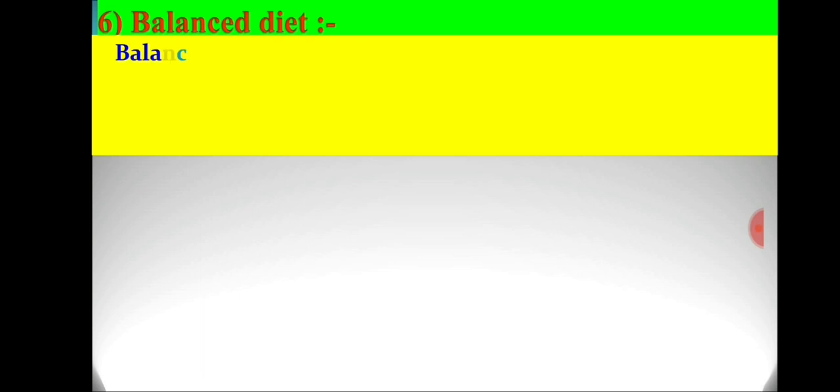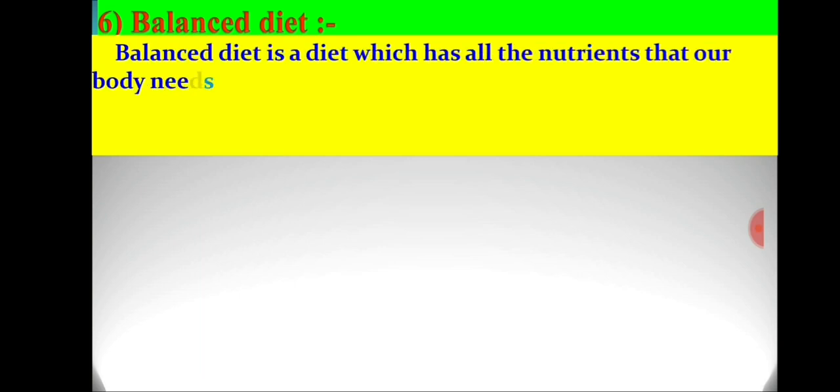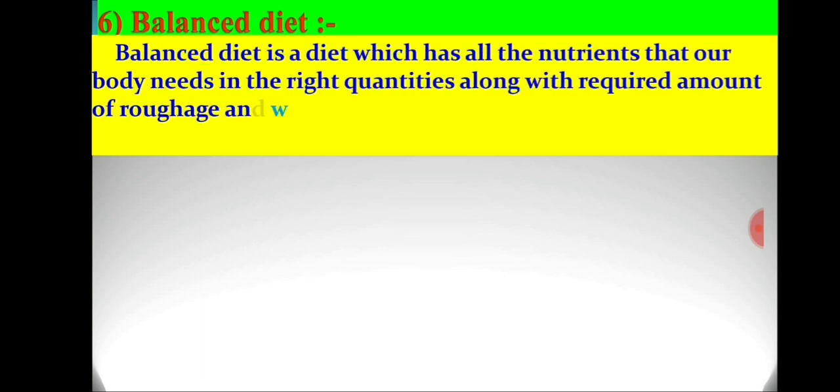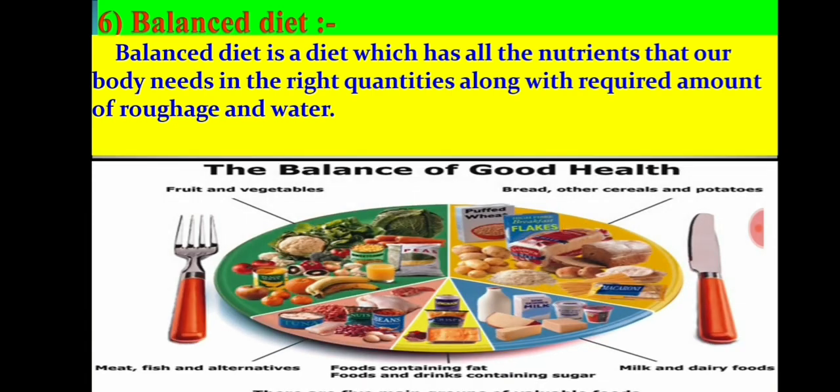Balanced diet. What do we mean by balanced diet? A balanced diet is a diet which has all the nutrients that we have studied now, that our body needs, in the right quantities along with the required amount of roughage.